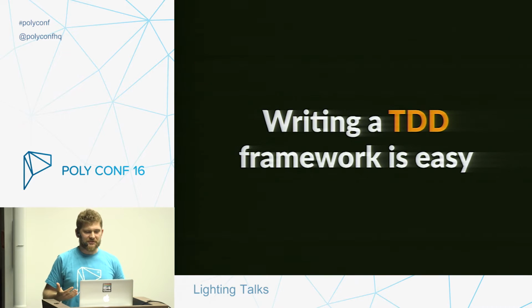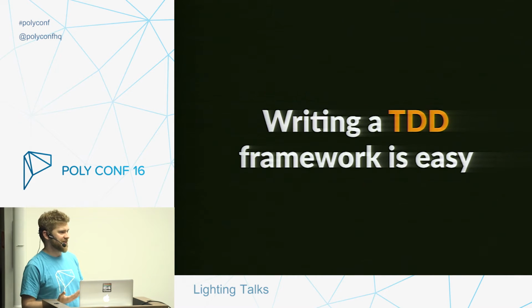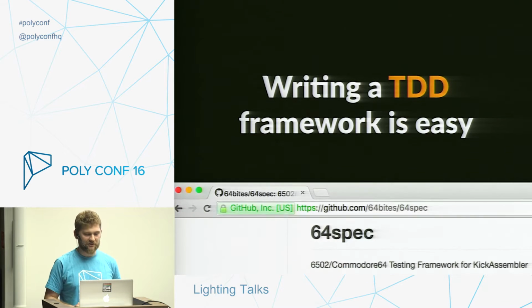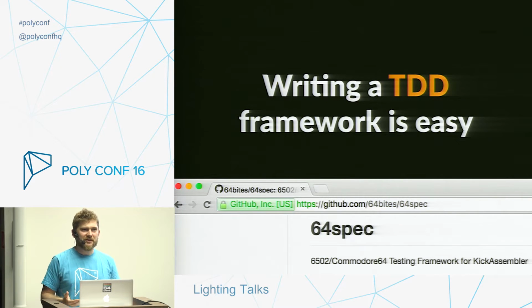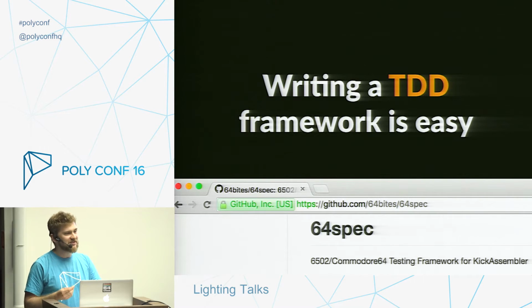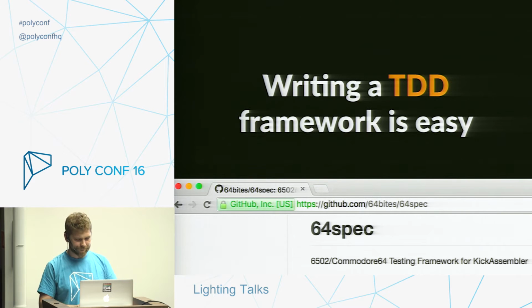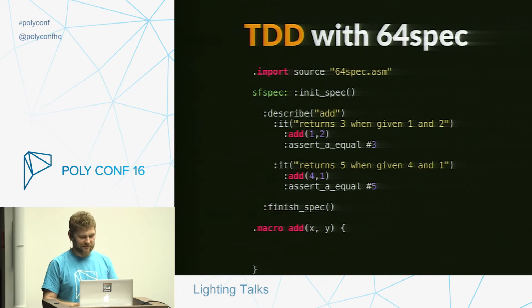So I was curious, how hard could it be to write a testing framework in assembly on Commodore 64? To answer that question, I did just that. It's already published on GitHub. It's called 64spec, and it's heavily inspired by the rspec library that is highly popular in the Ruby community. And it looks like that.